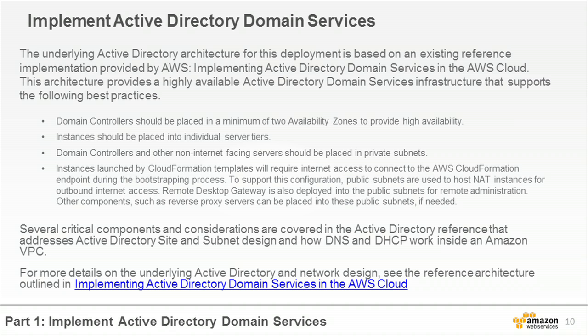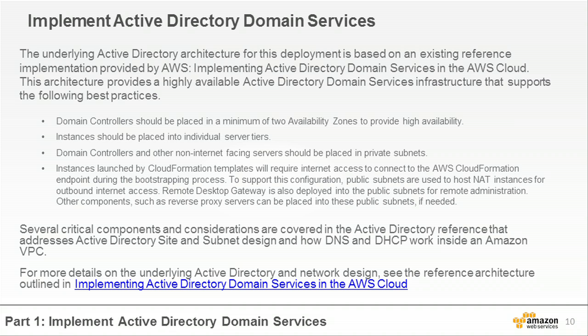Domain controllers obviously are key components, core infrastructure for Windows-based applications and infrastructure, and therefore should be placed in a minimum of 2 AZs for high availability. They should often be in individual server tiers for network isolation and flow, so they're not combined with lots of different roles, but rather the domain controller is exposed appropriately. They should be in private subnets.